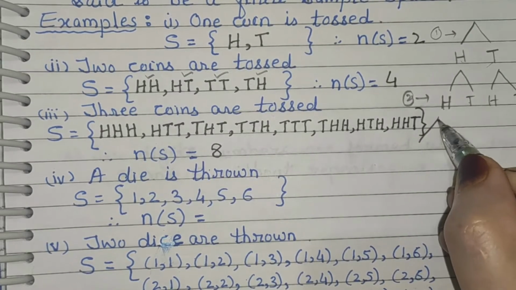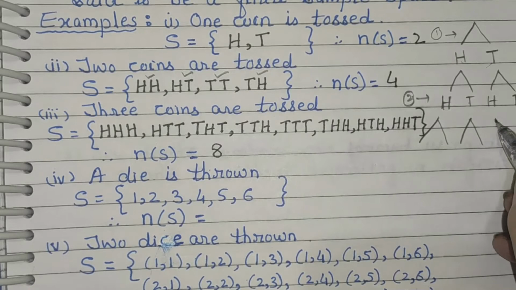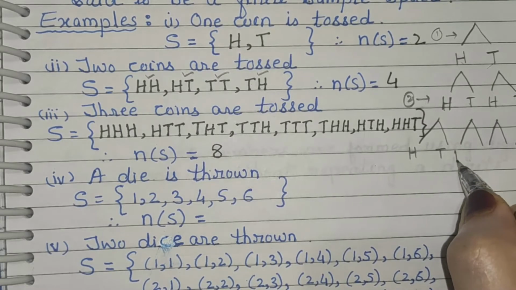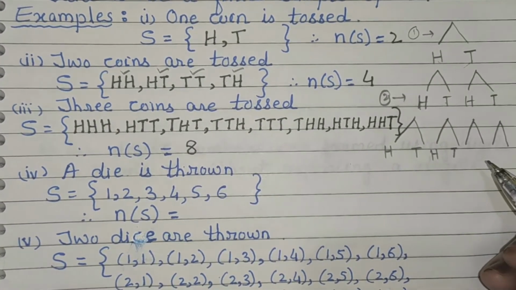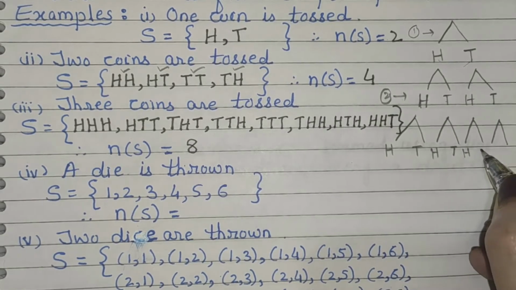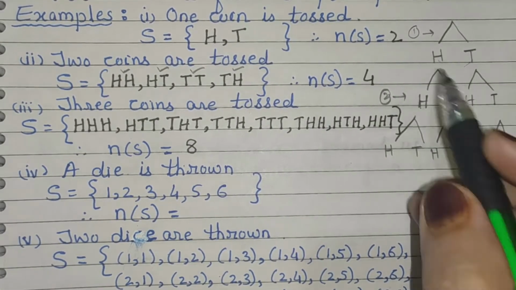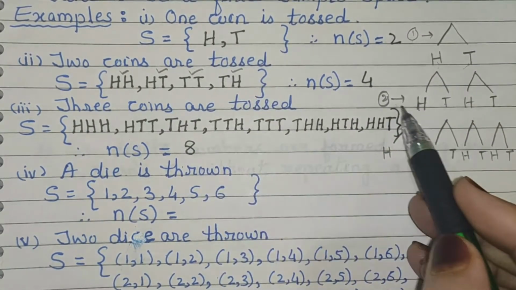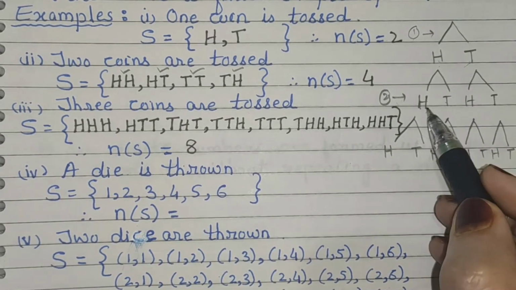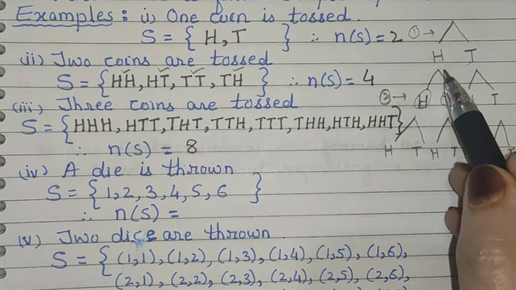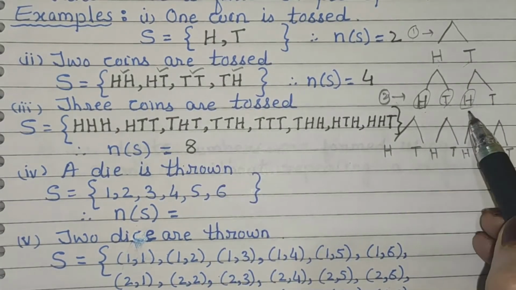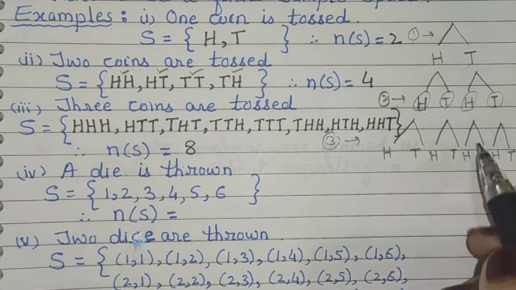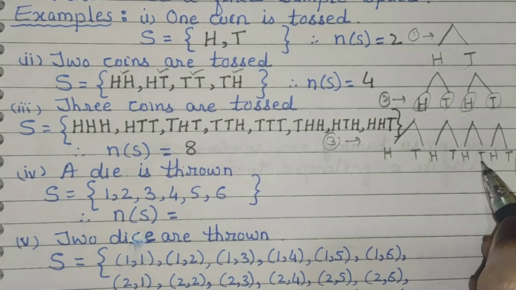Now if 3 coins are tossed, we get H T here, also H T here, and H T, and the next one H T. If one coin is tossed, then we get H, T. If 2 coins are tossed, we get 4 outcomes: HH, HT, TH, TT. Now if 3 coins are tossed, then 1, 2, 3, 4, 5, 6, 7, 8.